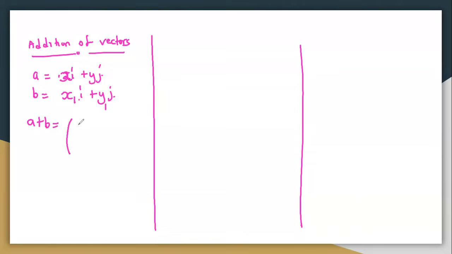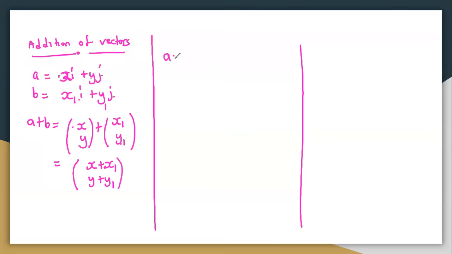Someone can as well put them as (x, y) plus the other one, which was (x1, y1), in that form. So when you are adding, the first component and the first component are added together, the y component and the y component are always added together. In other words, you have x plus x1, then you have y plus y1. So that's how we add those two vectors. Always make sure you add the individual components of i and i, j and j.